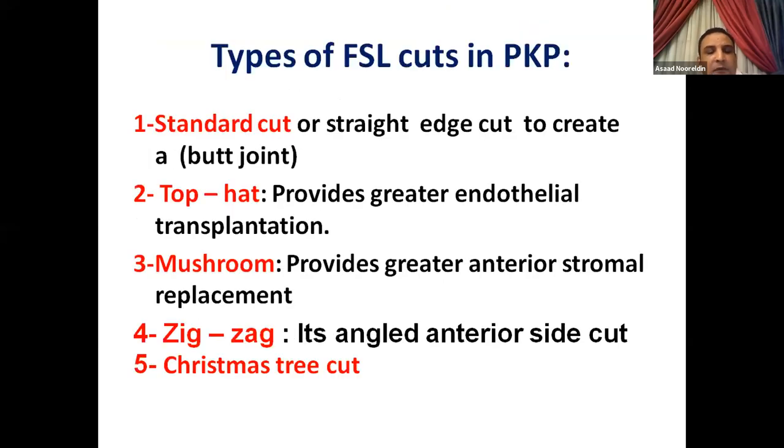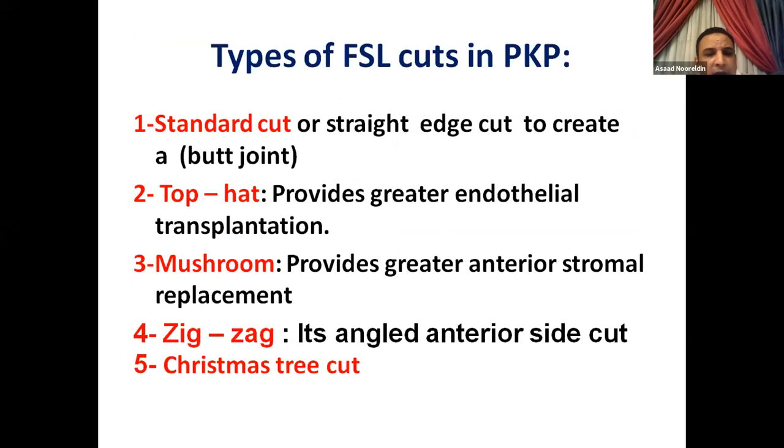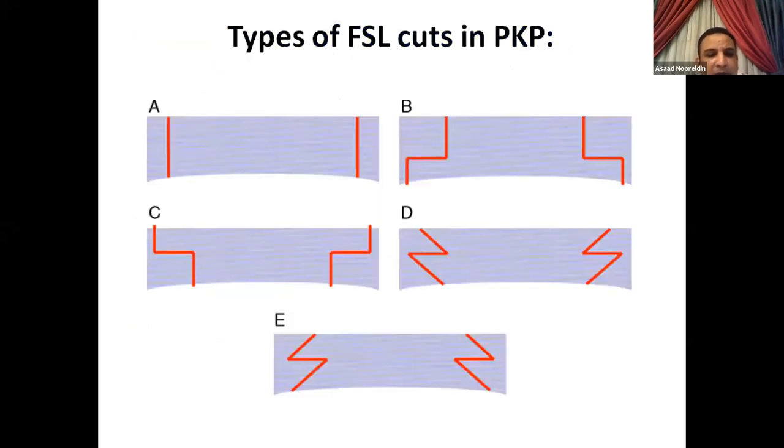What are the types of femtosecond laser cuts? There are five types of femtosecond laser cuts. There is the standard cut, as we see in figure A, which creates a butt joint. There is the top hat, which is B. There is the mushroom shape, which is figure C. There is the zigzag pattern in D. There is the Christmas tree pattern in figure E.